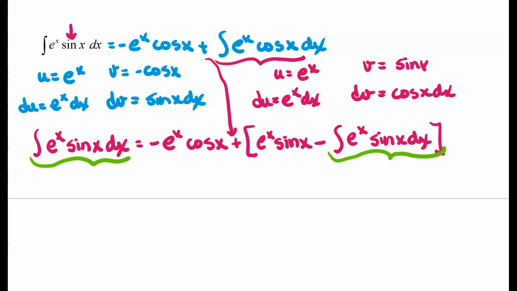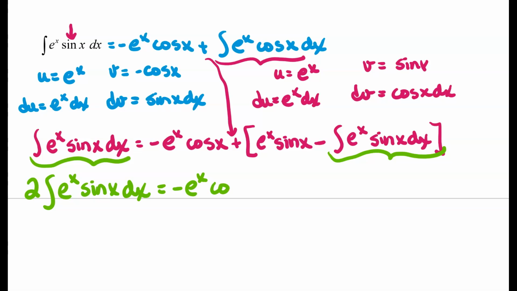If you add an integral of e to the x sine of x dx to both sides, you get two of them on the left. And that nasty problem that you thought was never going to go away is just gone away because we have looped it over to the other side and added it.